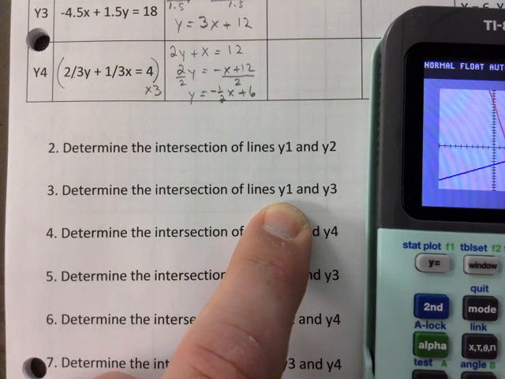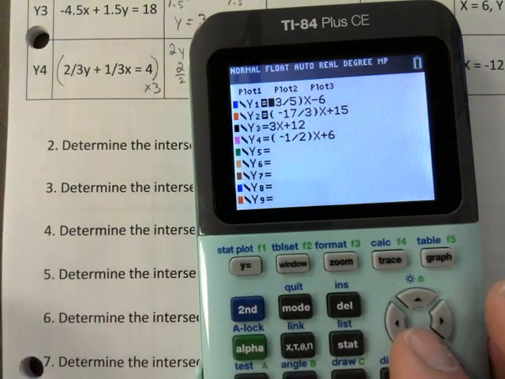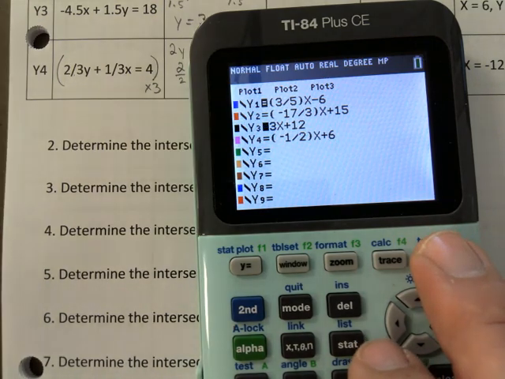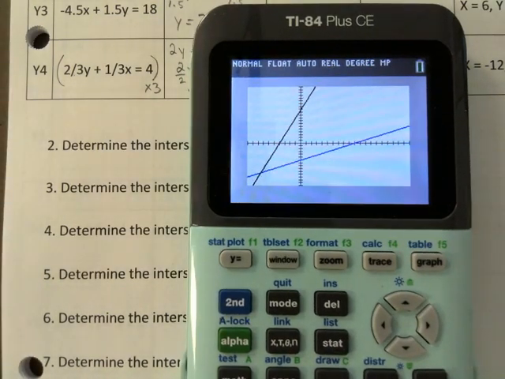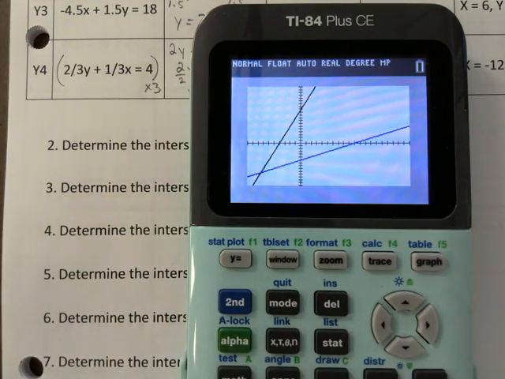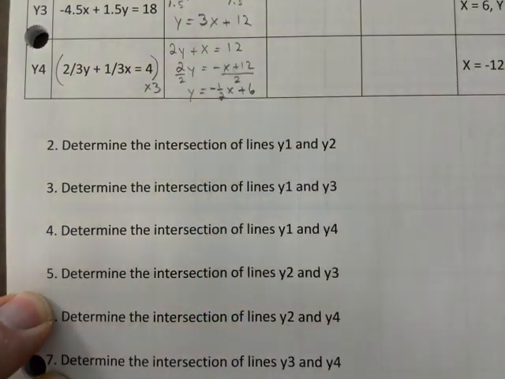And the next one is y1 and y3, correct? Then you go y equals, turn off y2 and just have y1 and y3 going at the same time, but you have to hit graph every single time. And then you find that intersection and so forth. So you're just going to play around with it and find them all, okay?